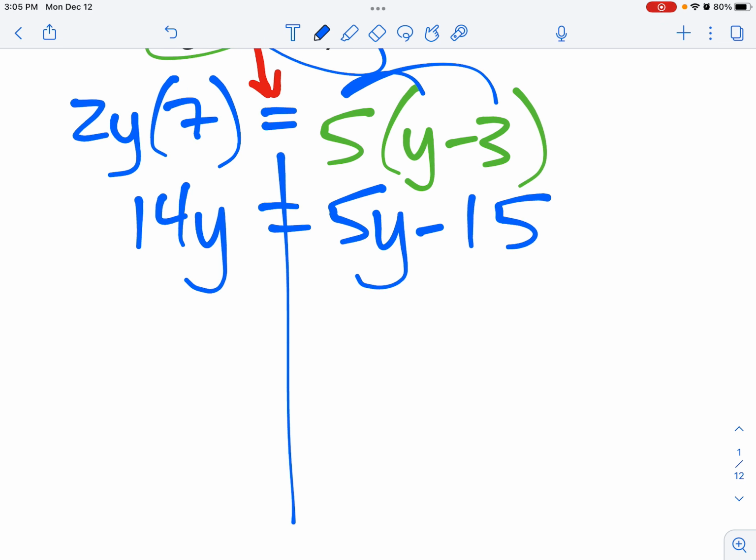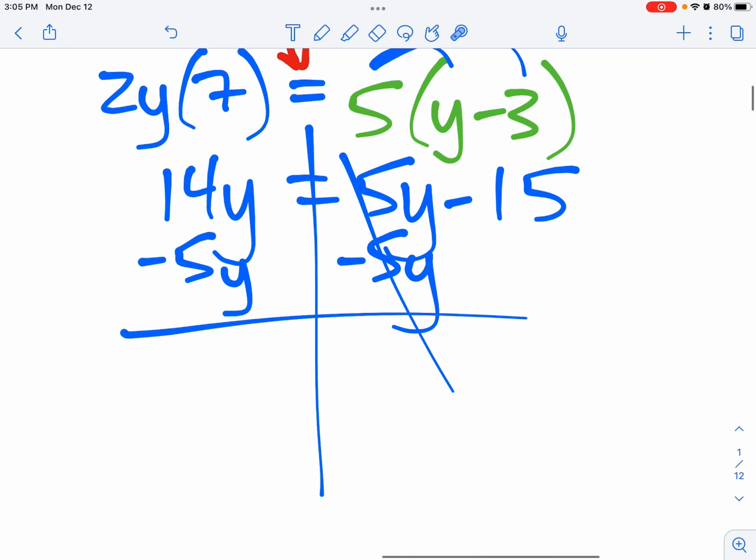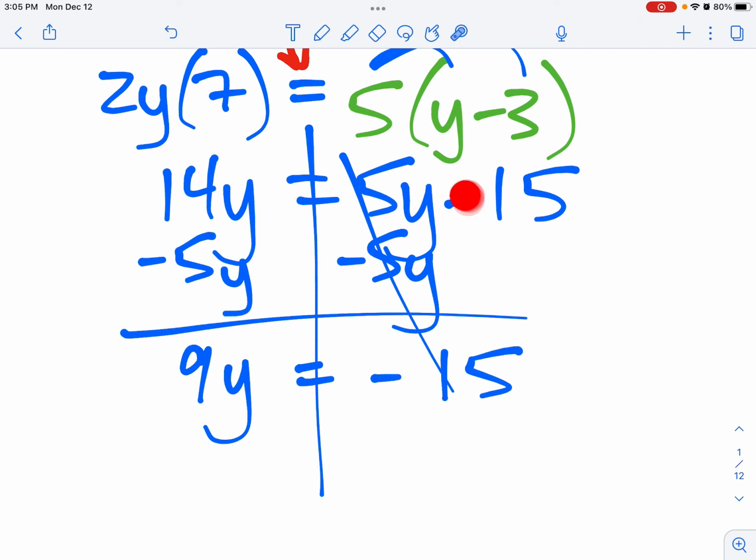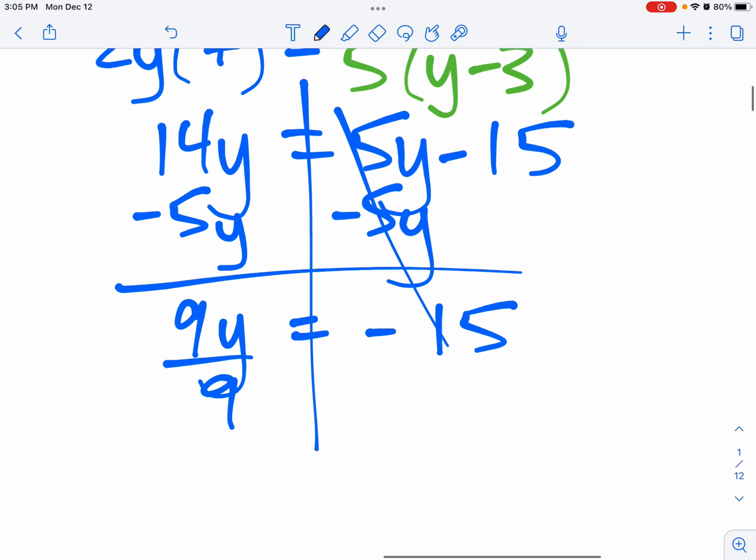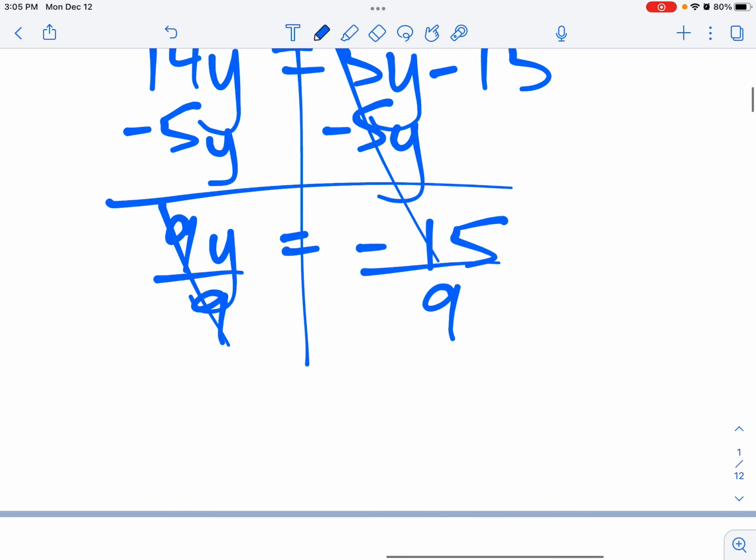I want to combine my y's. I have a y on this side and a y on this side, so I guess I will subtract 5y. Because it's positive, to cancel it, you want to subtract it. And because this is a y and this is a y, you should keep those lined up, and yes, you can combine them. 14 minus 5 is 9y. And over here I still have my negative 15. Be really careful that you don't lose this negative sign. And then I'm going to divide both sides by 9 to get y by itself. And I get y equals negative 15 over 9.